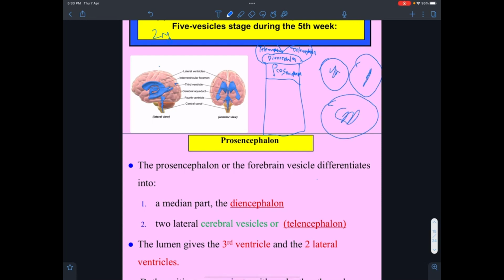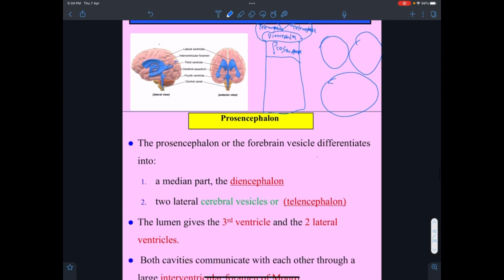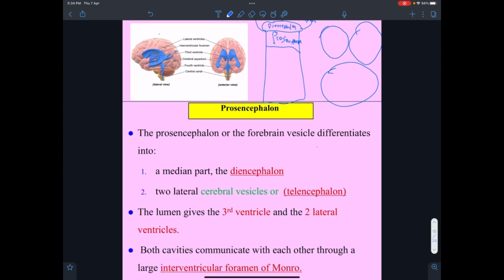These are lumens, right? As the structures surrounding them develop, like the thalamus and the cerebral hemispheres, these lumens are going to be developed into cavities. These cavities are very important because that's where the cerebrospinal fluid is going to be flowing throughout. And these cavities are going to develop into ventricles.